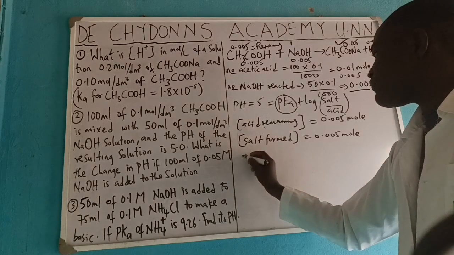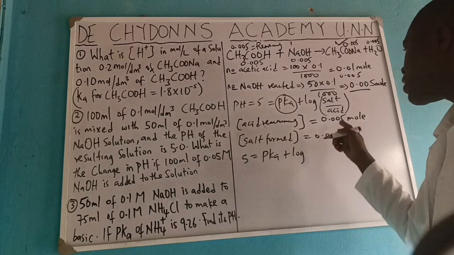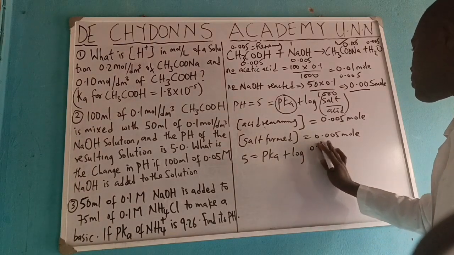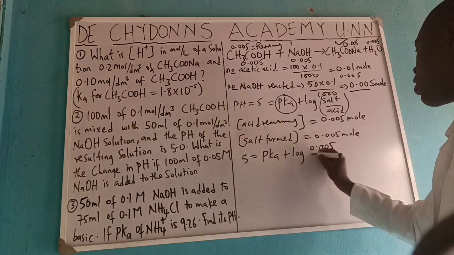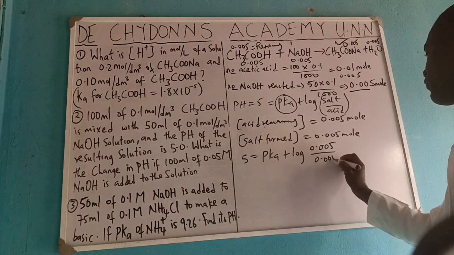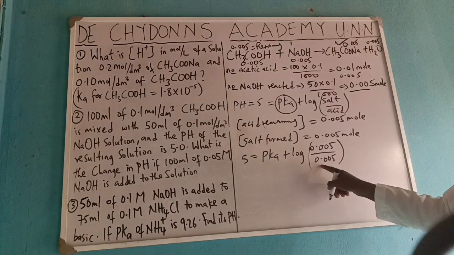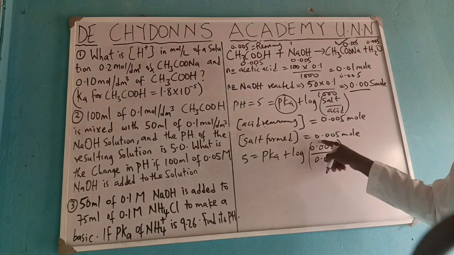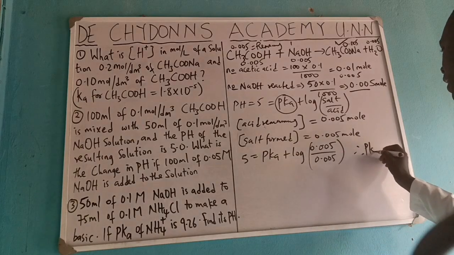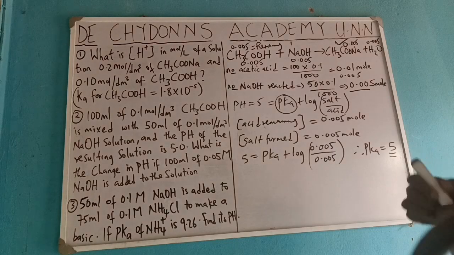So we are looking for pKa. We say 5 equals pKa plus log of salt, which is 0.005, all over acid, which is 0.005. Now this over this is 1. Log of 1 is 0. Therefore, pKa automatically becomes 5. We have gotten our pKa.